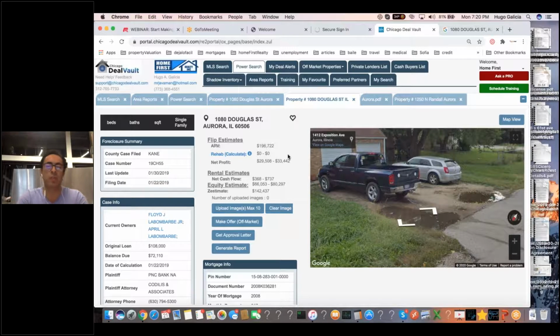But friends, I just wanted to show you how quickly you can analyze a property when you have access to the right tools. So, are there any other questions on the line?